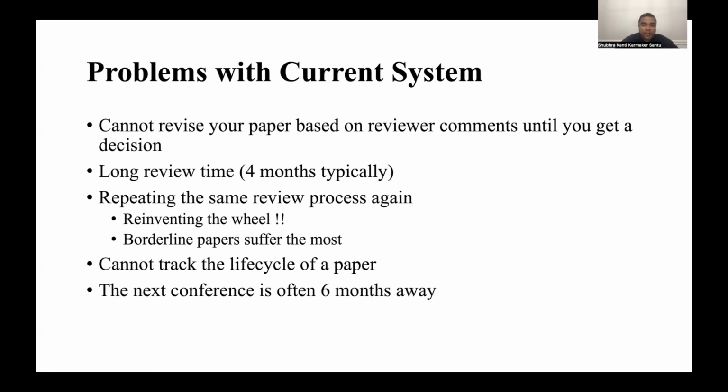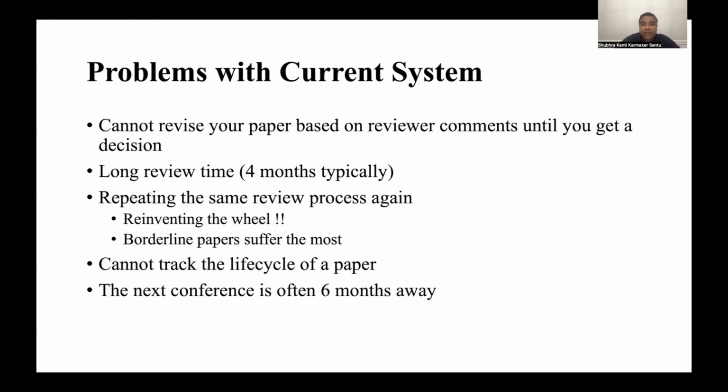So in terms of reviewing, the reviewers keep reinventing the wheel, and the borderline papers suffer the most, because we know the borderline papers can go either way, and if they get a rejection, they have to go through the entire reviewing process again. And sometimes there is a big chunk of randomization in this process, and that can often frustrate the authors as well.